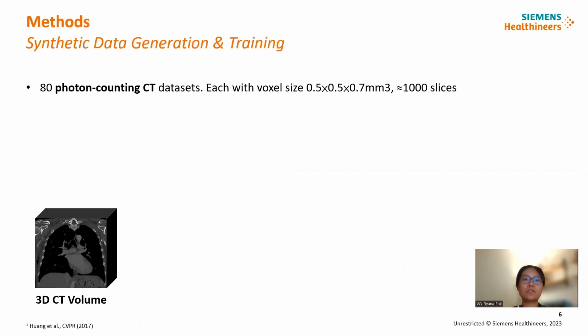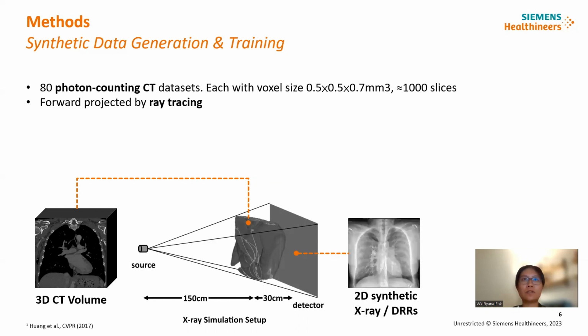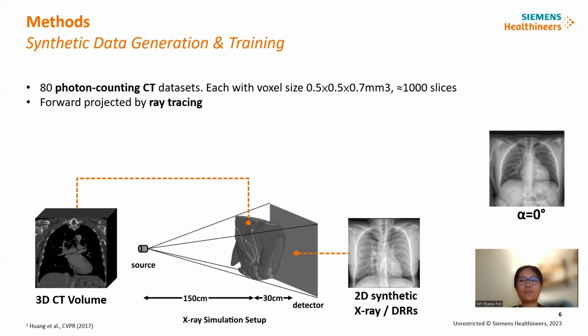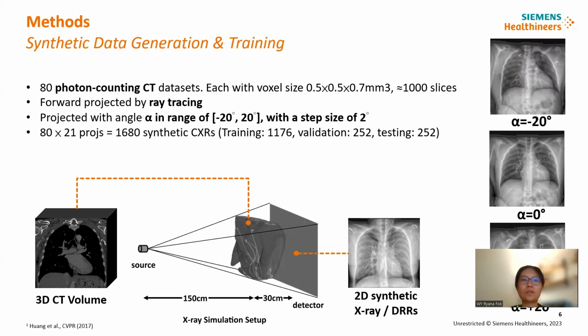For the synthetic data generation, we use 80 photon counting CT datasets, each with around 1,000 slices. We forward project the 3D data to 2D X-ray by ray tracing. Here we can see the simulation setup, with a center projection at 0 degree. To simulate patient rotation, we projected the 3D CT volume with an angle alpha in the range of -20 degree to +20 degree, with a step size of 2 degree. A total number of 1,680 synthetic chest X-rays were simulated.